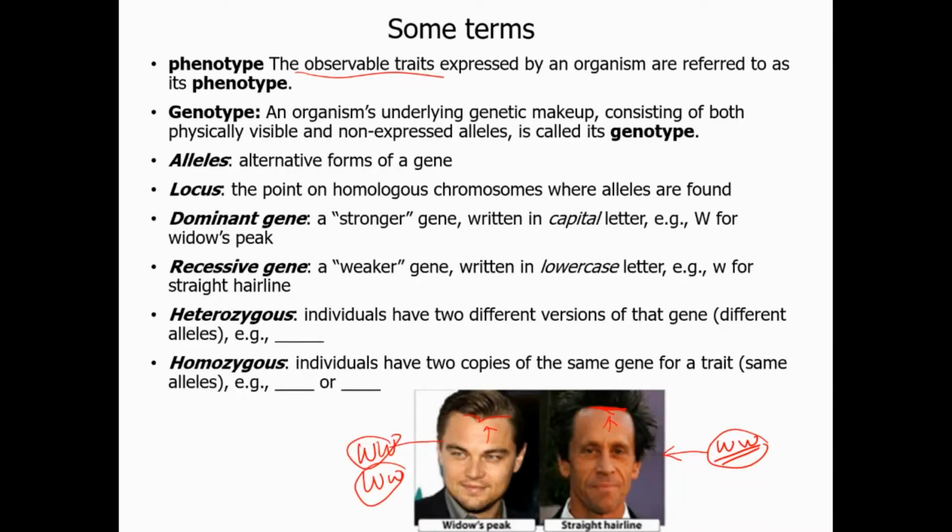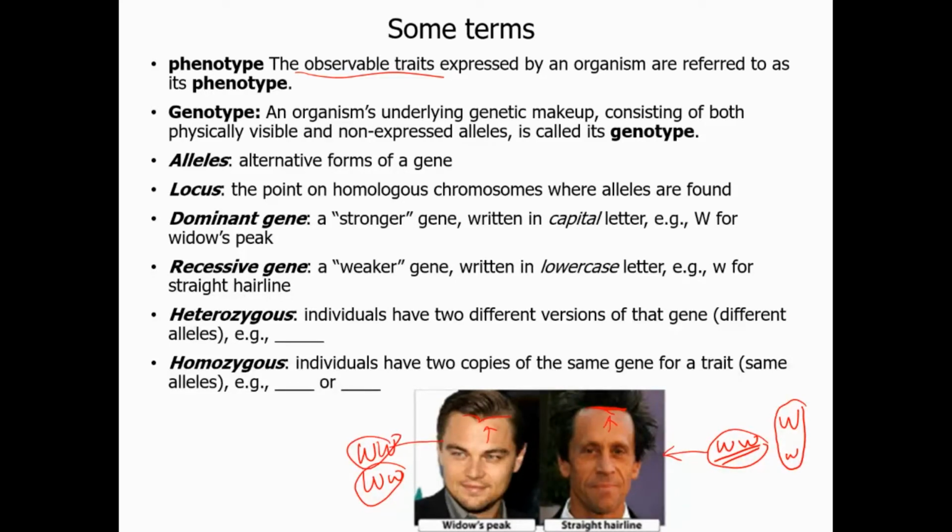Alleles, alternative forms of a gene. So in this hairline example, the big W and the little w, those are different forms of a gene, right? One codes for widow's peak and the other one codes for straight hairline. So we use letters to indicate different versions of a gene. So those are alleles. Locus, the point on homologous chromosomes where alleles are found.